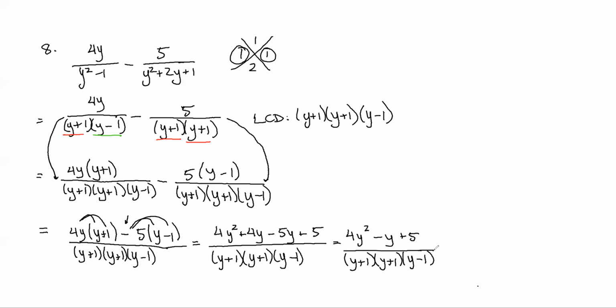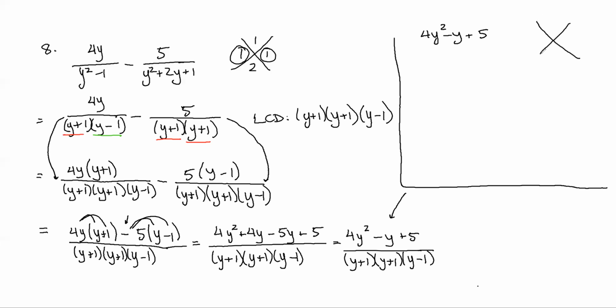Now we want to go ahead and see if we can factor in order to simplify. So let's look at this guy right here. I'm going to go ahead and try factoring this up here. So I'm going to draw a little box here. And let's put this 4y squared minus y plus 5. 3 terms, so I'm going to use the big X. Now, we're going to need to multiply to 20, so 4 times 5 is 20, adding up to a negative 1.